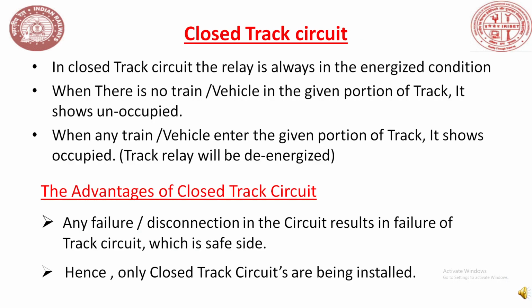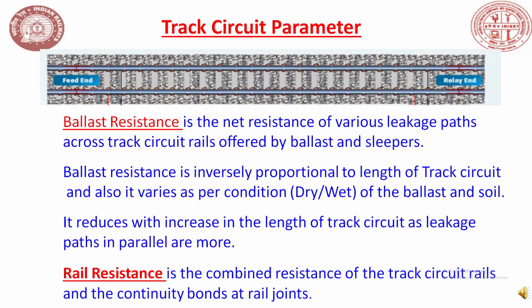Closed track circuit. In closed track circuits, the relay is always in the energized condition when there is no vehicle in the given portion of track. It shows unoccupied. When any train or vehicle enters the given portion of track, it shows occupied, and the track relay will be de-energized. The advantage of closed track circuit: any failure or disconnection in the circuit results in failure of the track circuit, which is safe side. Hence, only closed track circuits are being installed.